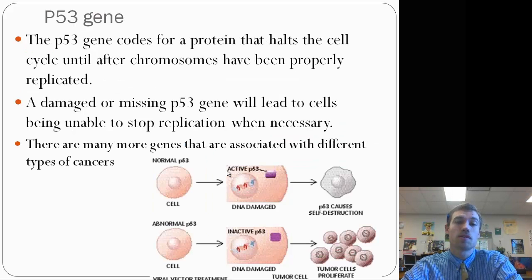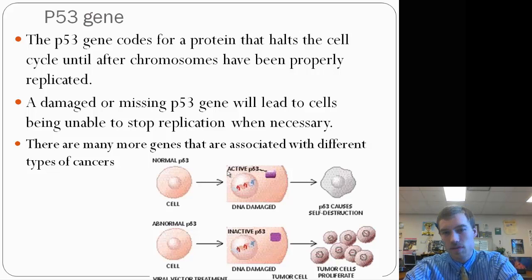One of the most important genes, although it's certainly not the only gene, is the p53 gene, and it codes for a protein that halts the cell cycle until all the chromosomes have been properly replicated. So it basically ensures that no mutations, or the fewest number of mutations, have occurred. And if you have a damaged or missing p53 gene, this can lead to a lot of issues and a lot of different types of cancer. It is one of the most strongly correlated genes in terms of seeing it not being expressed or missing, and also seeing cancer production.